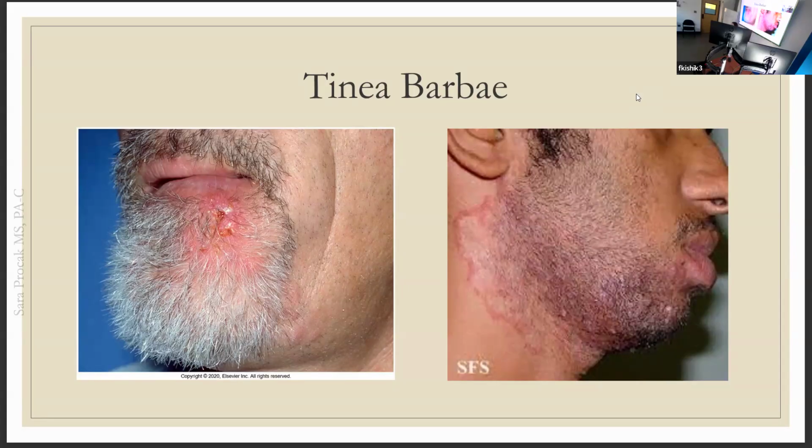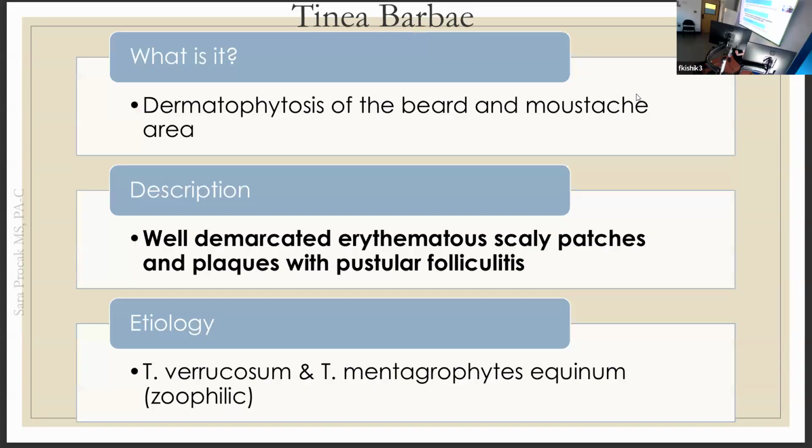This is going to be most common in people, usually men, who work on ranches, who have cattle or horses that they're working with. They're going to pick up the fungus from those animals. So it's Trichophyton verrucosum that is going to be from cattle, and then Trichophyton equinum is going to be from horses. That's going to be the species that's really causing the issues here.